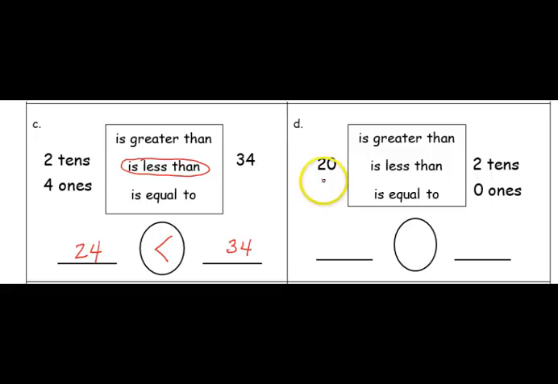And finally, I have 20, and I'm comparing it to 2 tens and 0 ones. Well, the number 20 has 2 tens and 0 ones, so those two are equal. We'll say 20 is equal to 2 tens and 0 ones. And to write my statement, I would say 20 is equal to 20, since 2 tens and 0 ones in standard form is also 20. And again, we want to read our statements from left to right to make sure that they make sense. 20 is equal to 20.